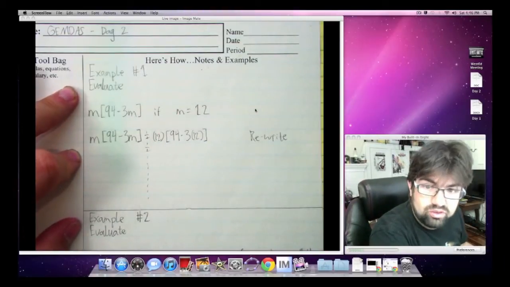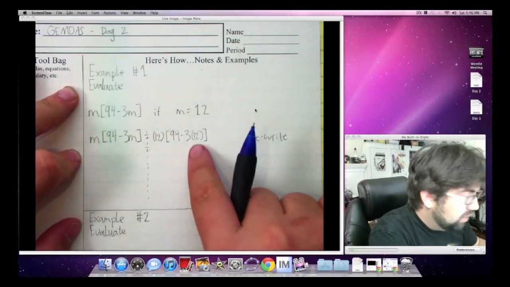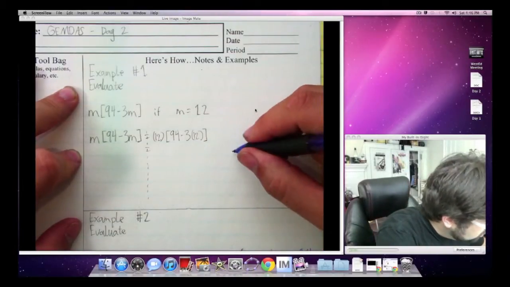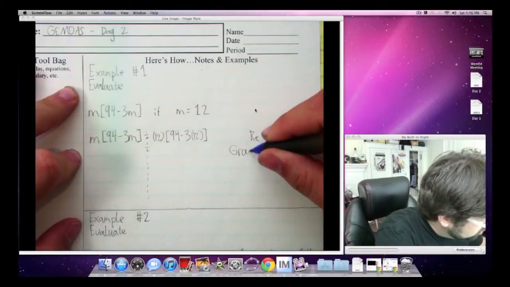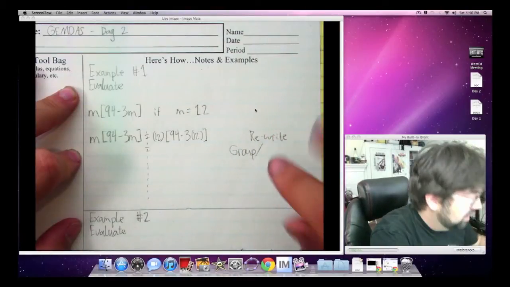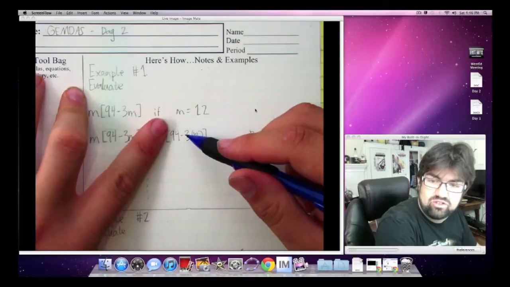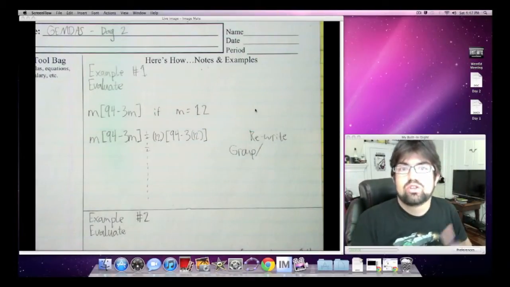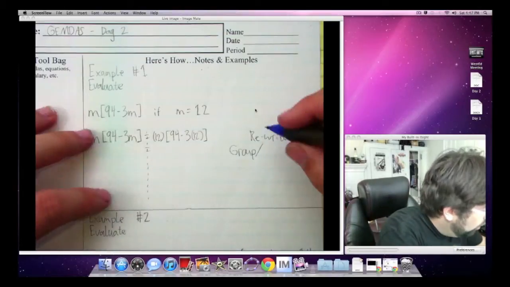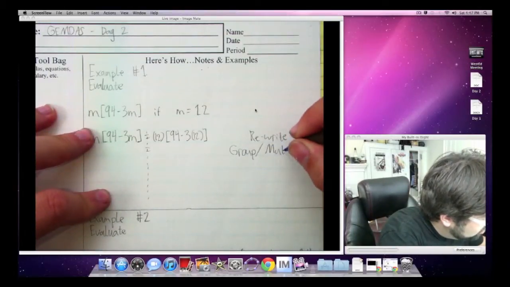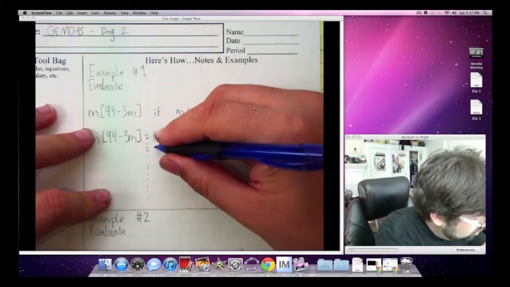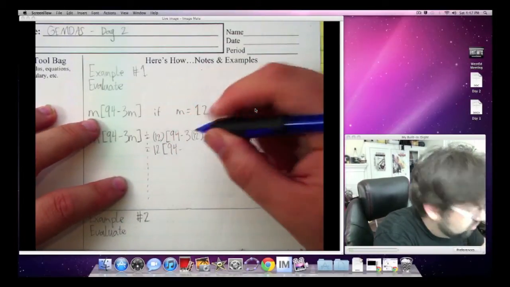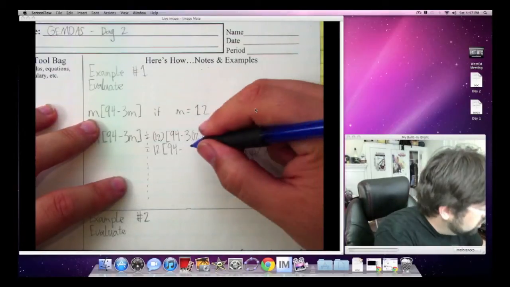Well, now I'm going to do whatever's inside of the grouping symbols. 12 is by itself, so I can't really do anything. So I'm looking at what's inside the grouping symbols. I'm just going to write group. And I'm looking in here. Well, I've got 94 minus, or I'm going to do 3 times 12. So what goes first, subtraction or multiplication? Hopefully you know it's multiplying at this point. So we got 12 times 94 minus 3 times 12 is 36.